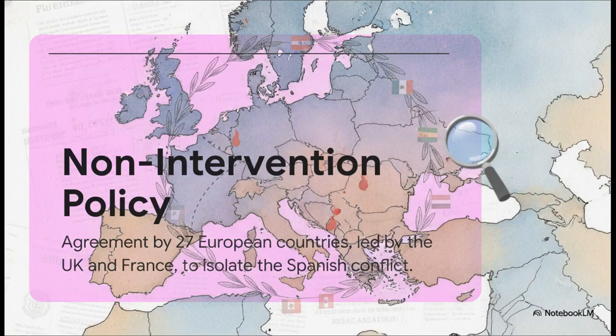So, what did the rest of the world do? Well, the immediate reaction of the major democratic powers was an attempt to contain the fire. The United Kingdom and France led a diplomatic initiative known as the Policy of Non-Intervention. Eventually signed by 27 European nations, the goal of this London-based committee was to completely isolate the Spanish conflict and prevent it from sparking a broader European war. Interestingly enough, while 27 nations signed it, several would immediately go behind each other's backs to break it.